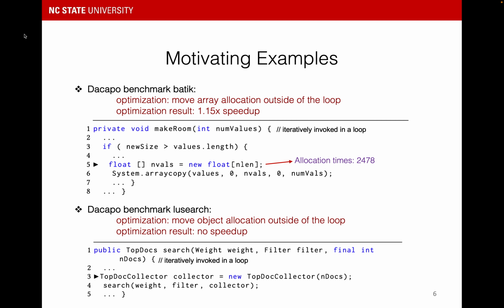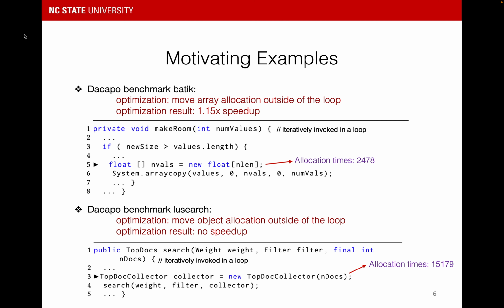In the second code snippet, the memory bloat occurs at line 3, which repeatedly allocates the object collector around 15,000 times because the search method is iteratively invoked in a loop. We can also move the allocation site outside the loop enclosing the method search. While this optimization addresses the memory bloat, it does not bring any noticeable speedup.